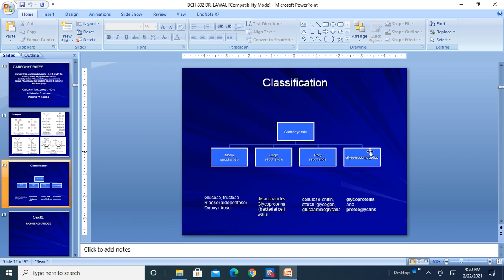Classification of carbohydrates. Carbohydrates can be classified into three major classes. One is the monosaccharide, the simpler form that makes up the other forms. Oligosaccharides are short chain carbohydrates, while polysaccharides are long chain carbohydrates made up of several thousands of smaller monosaccharide monomers. There is also another group referred to as glycoconjugates, which have, apart from the carbohydrate moiety, other groups such as lipids and proteins.